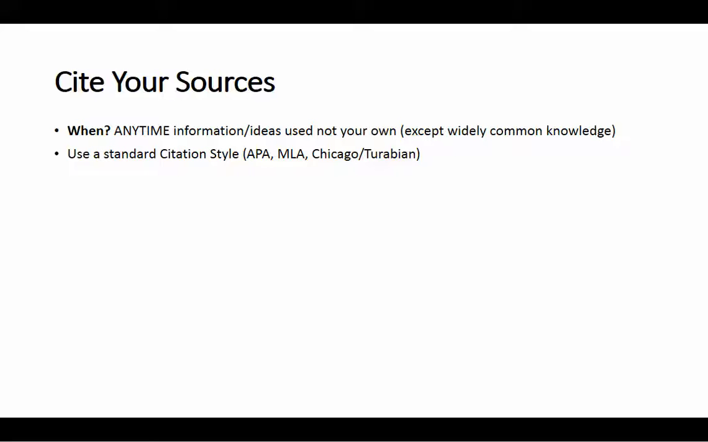Generally, citation styles are paired with a broad discipline. For example, APA mostly applies to the social sciences. MLA is used primarily in the humanities, and Chicago Turabian is oftentimes used in history. And there's other styles as well.